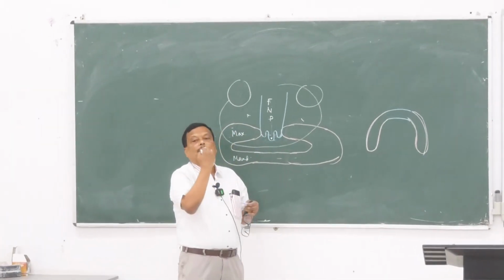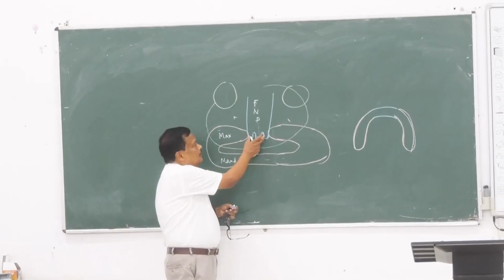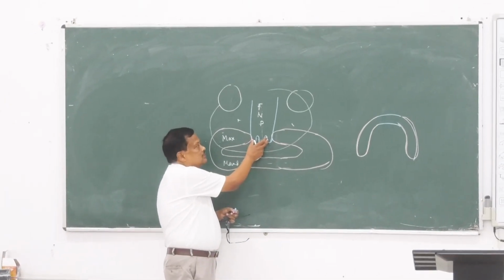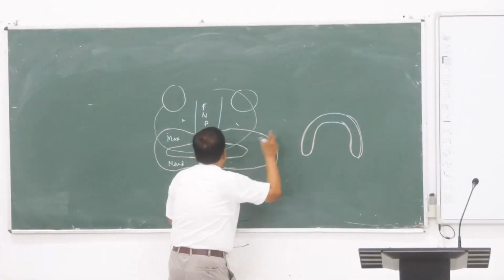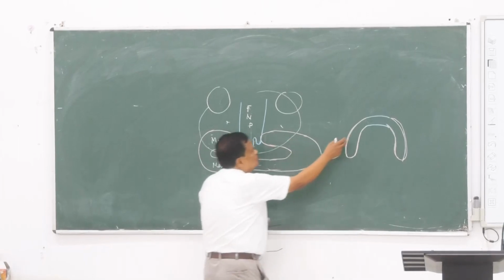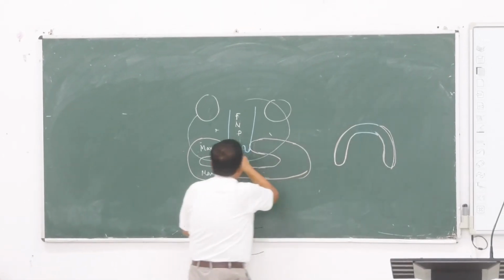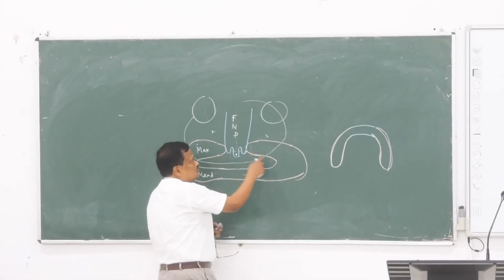Now we are viewing through the mouth. So in the midline, there is the frontonasal process, blue color. And laterally, there are two maxillary processes joining the frontonasal process.